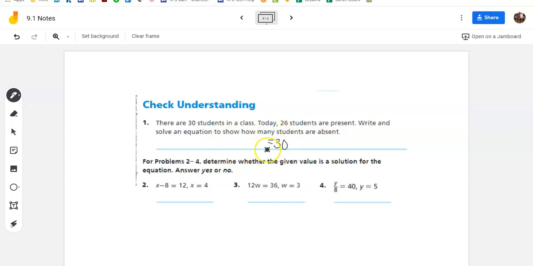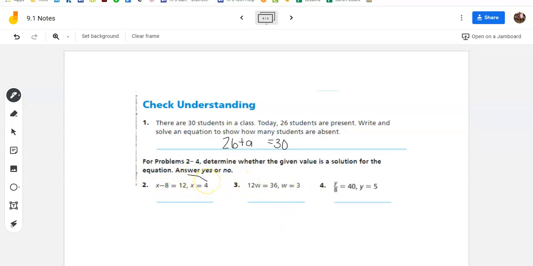Well, 30 kids in class. There are 26 students there, plus A. I chose A for absent. You can choose S for student. It really does not matter. But that's it. We don't have to solve it. They just wanted that. For 2, 3, and 4, we're going to answer yes or no if the number they give us is a solution.